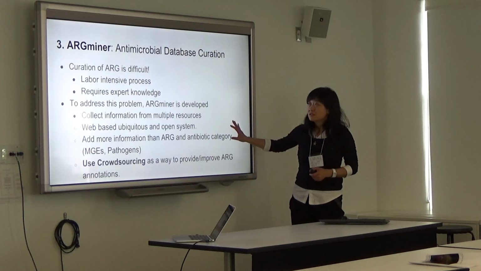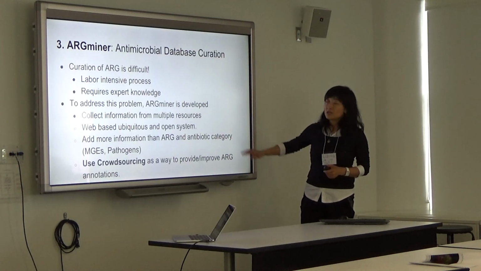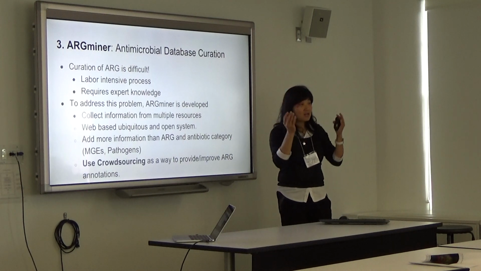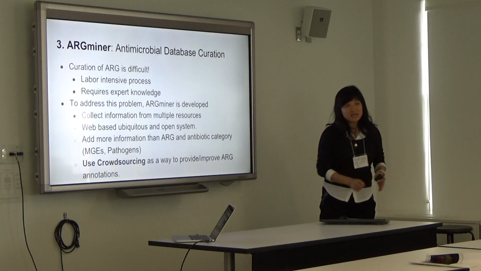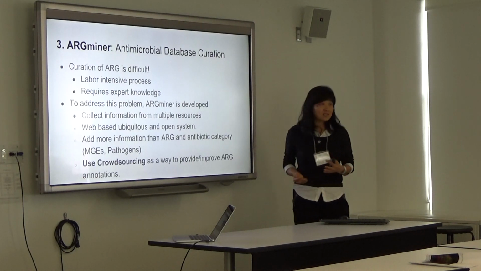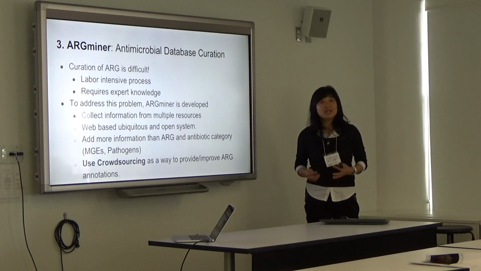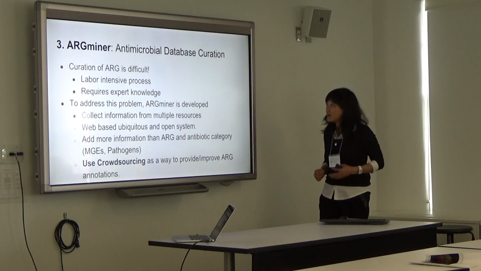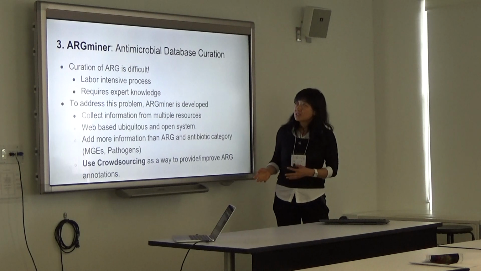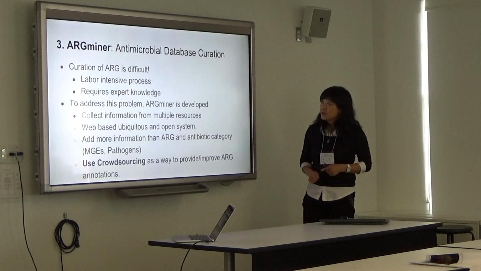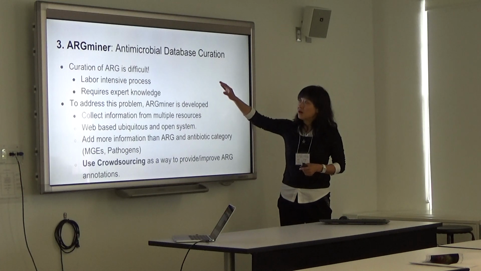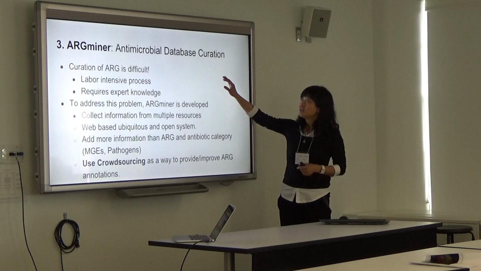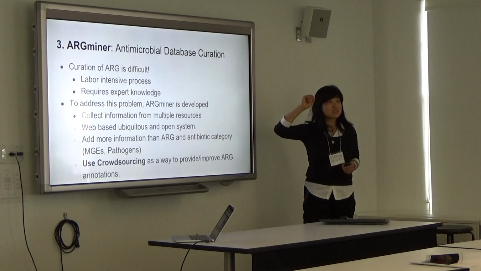So I will talk about the third one, which is ARGminer. I think I will talk about the big ideas: what kind of things we're using from computer science to help collect things or help people analyze big data, process it, analyze it, get results, and make the results meaningful. So this is really an antimicrobial resistance gene database annotation system.